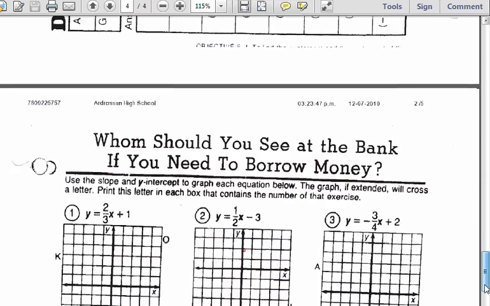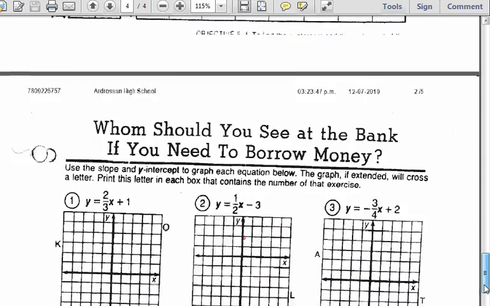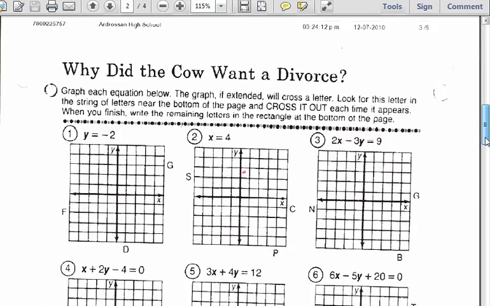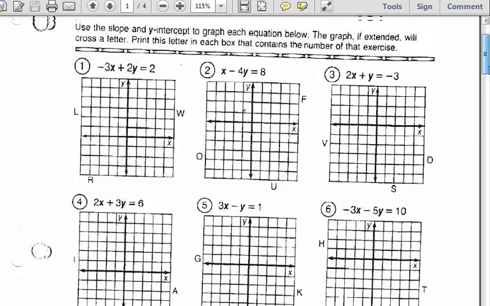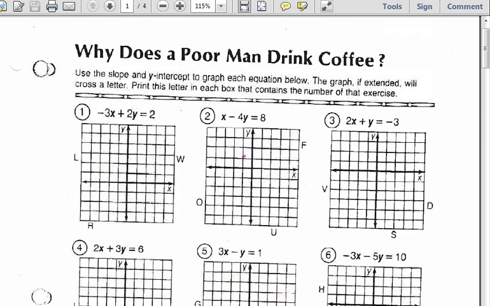Go to the last one. Which one is that next one? Why does a poor man drink coffee? This is where you're going to need your notes because you need to solve for y, and I want you to show your work for solving for y, isolating y. I don't think there's enough room here, so you really need to write it on a piece of paper.